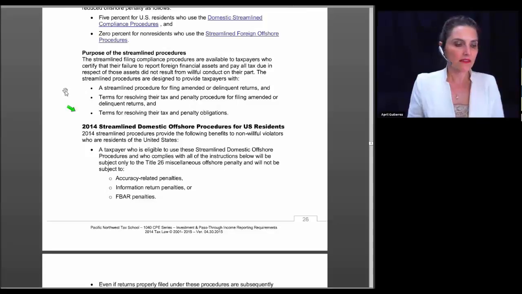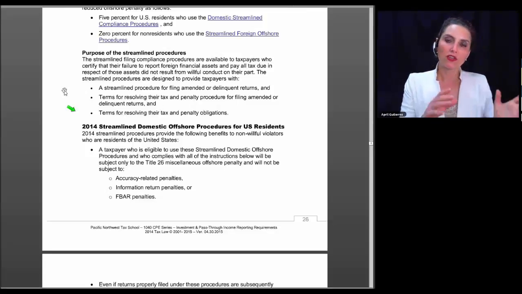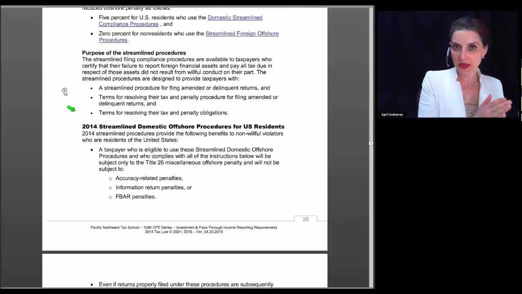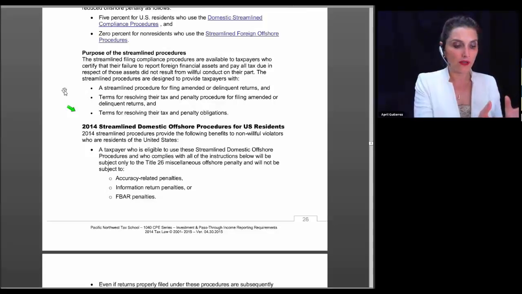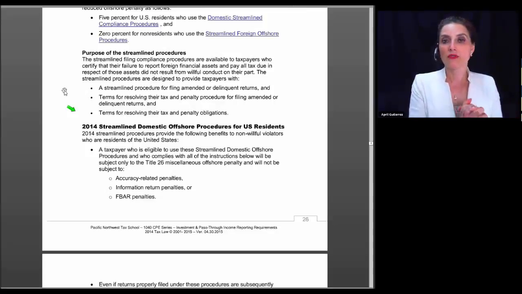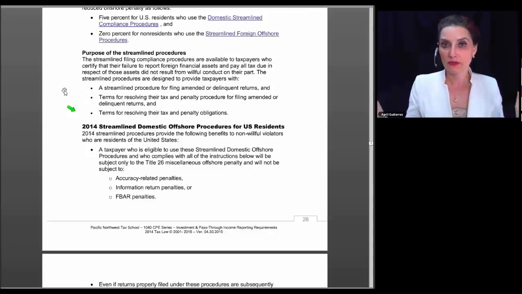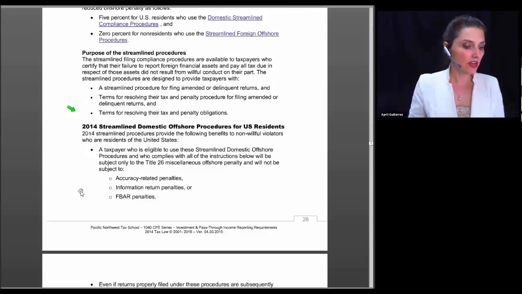So essentially, the streamlined procedures allow them to file their back FBAR reports, to amend the last 3 years of federal returns and pay any tax due with them as a result of adding in that foreign income, and then to pay a relatively nominal fee and get off the hook forever. So let's talk about how these work.